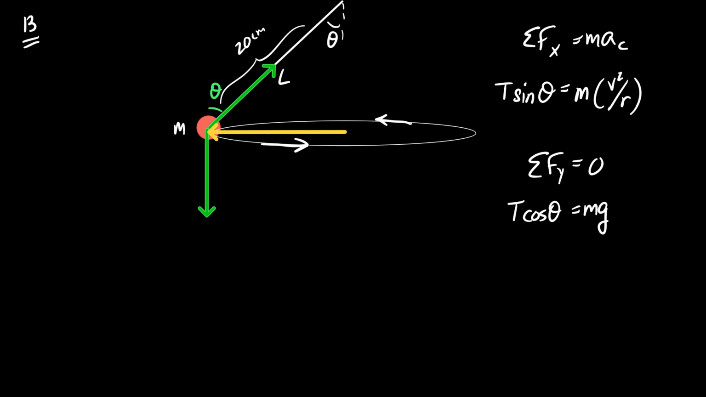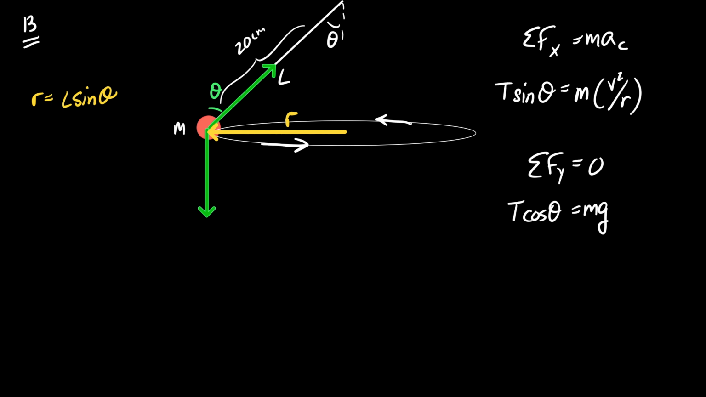But I think we can get something in terms of the length they gave us. Do you see a triangle there that would help us figure out r if we have the length? Because I see a triangle there. Something probably like r equals L sine theta. You guys see that all right?